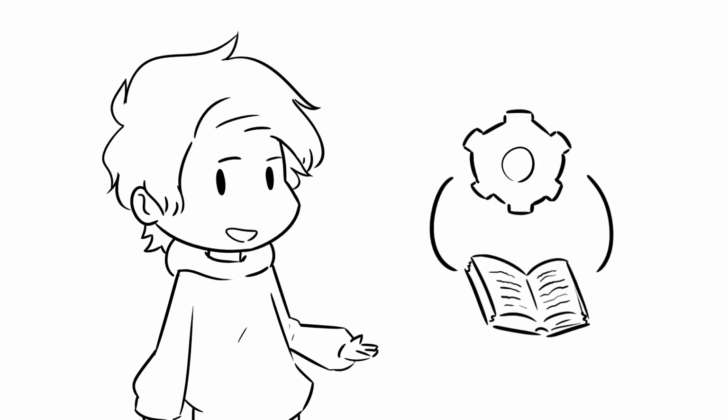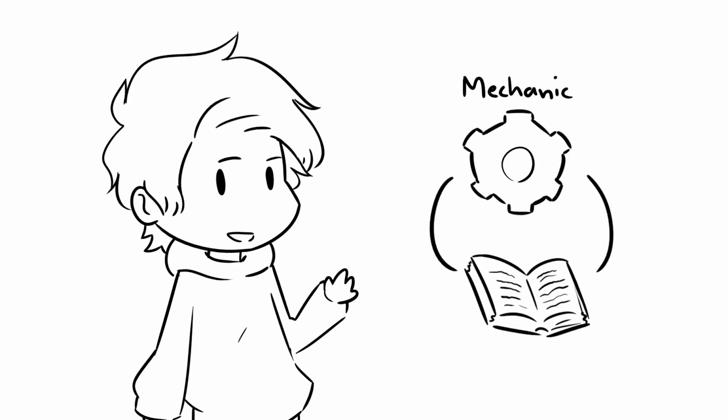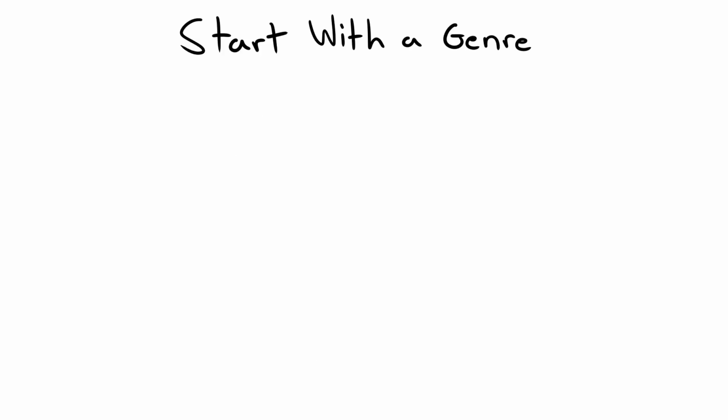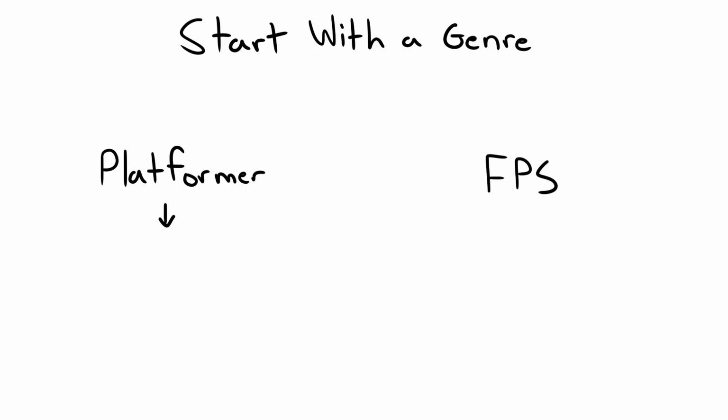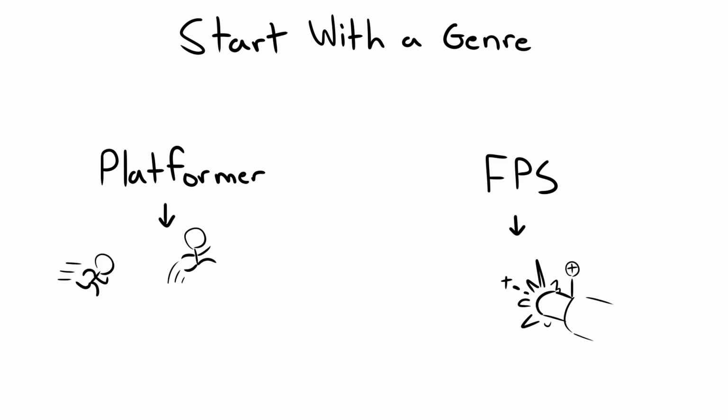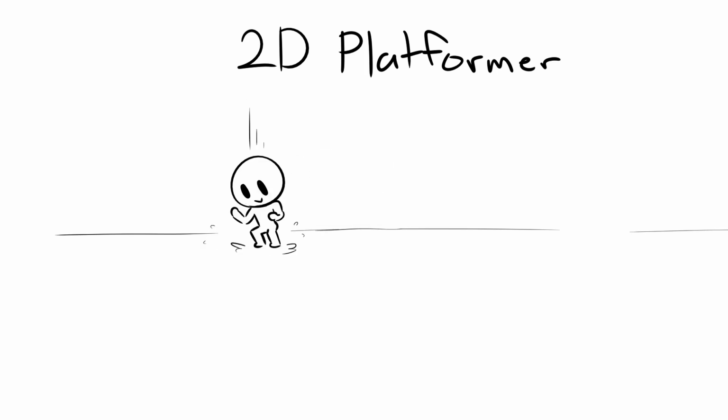Firstly, let's look at method 1, coming up with the mechanic and wrapping a narrative around it. The most common way to approach this is designing an existing game genre, such as platformer or first-person shooter. These genres come with a preset of mechanics that are expected out of them. This is how you get your core mechanic. For example, a 2D platformer will at least have left and right movement and jumping.